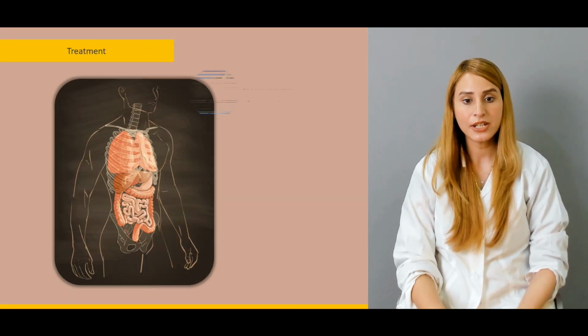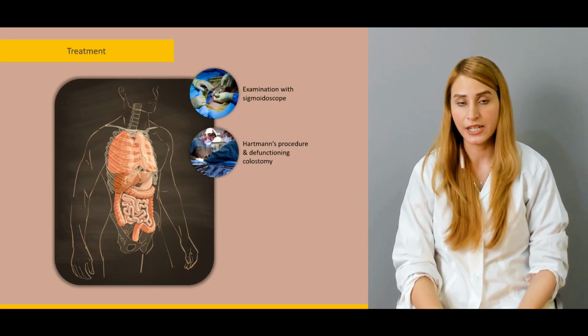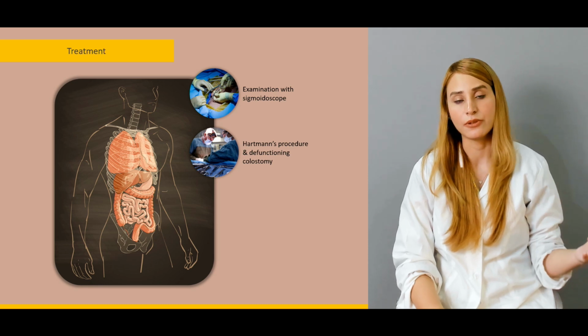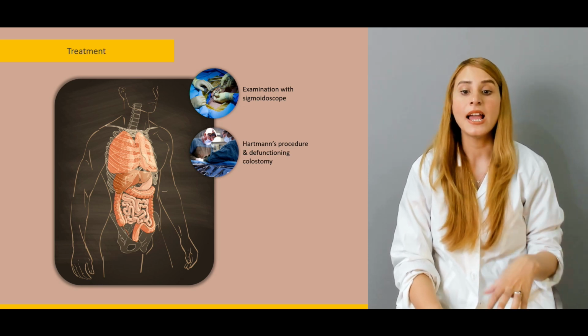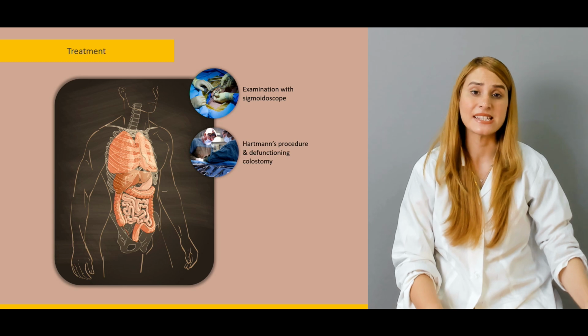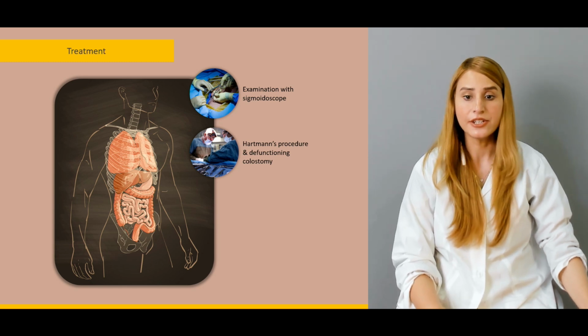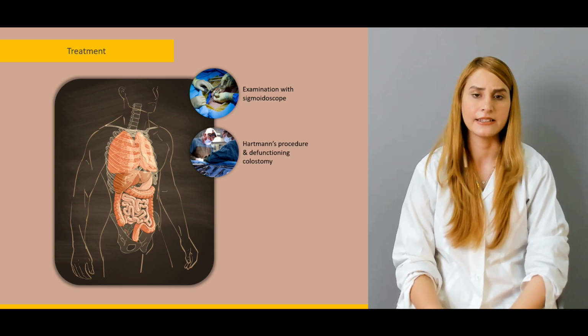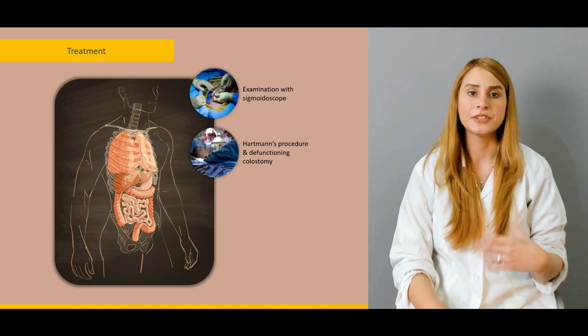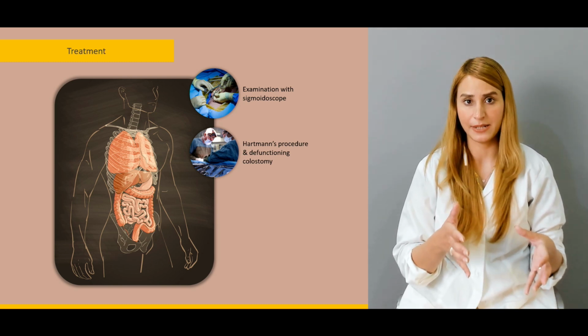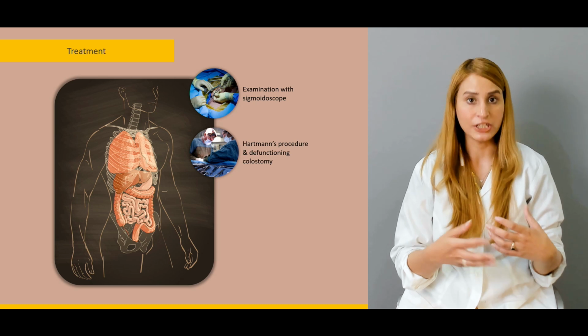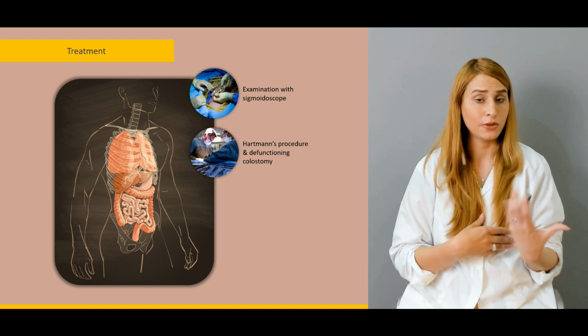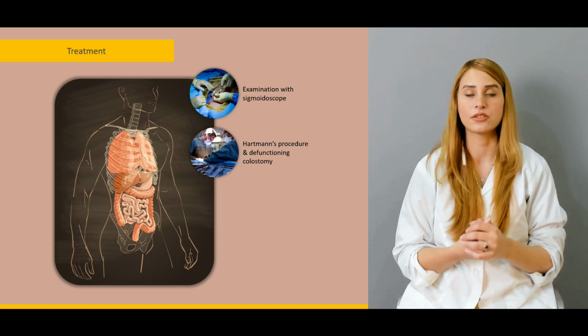What kind of treatment are you going to give to your patient? First of all, you examine it with a sigmoidoscope. And the other thing is that if there is an extensive injury to the rectum, you go for the Hartmann procedure, and you resect that particular segment which is injured, and the injury is a penetrating or a crush injury.